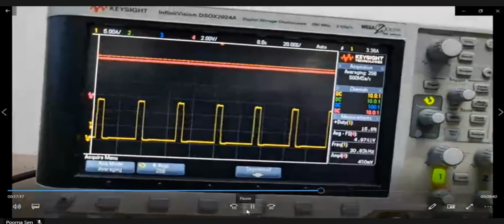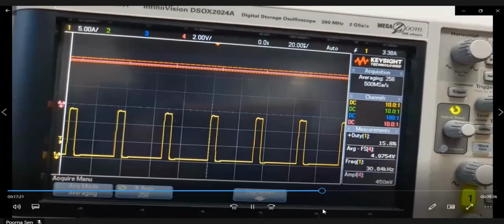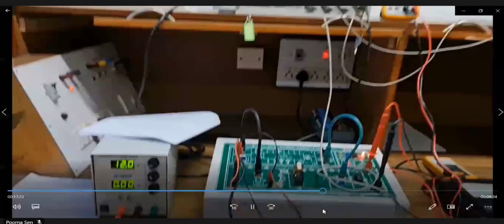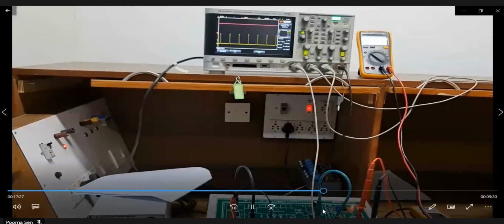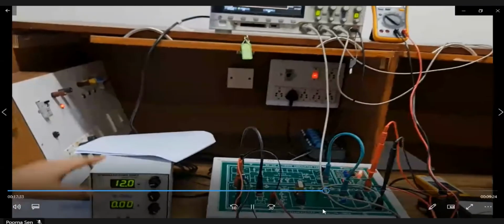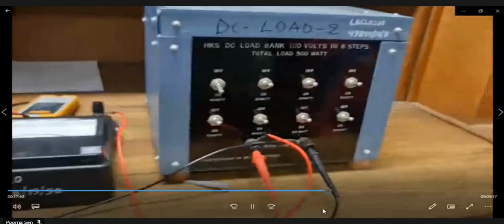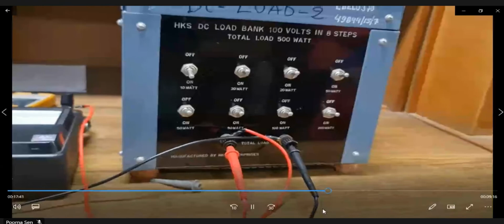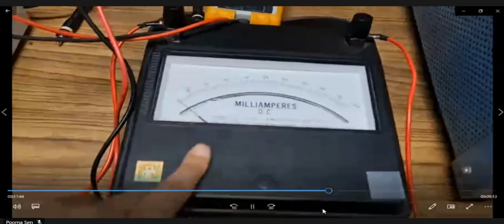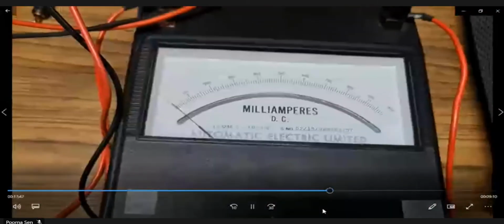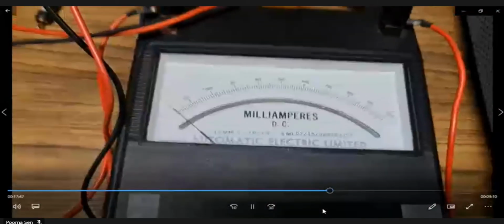Duty 15.8%. Output voltage 4.975. The previous table was for input voltage variation, where the load was fixed at 80 milliampere and the input voltage was varied from 6 volts to 18 volts. Now in the second table, we will keep the input voltage fixed at 12 volts and we'll vary the load, and we'll see how the output current or load current varies, the duty ratio and the output voltage.